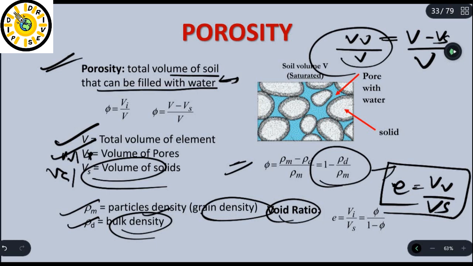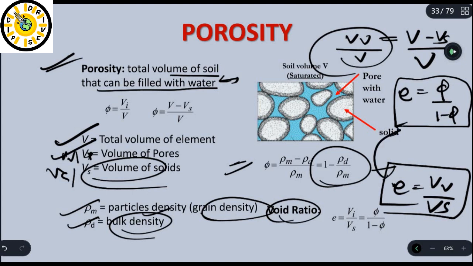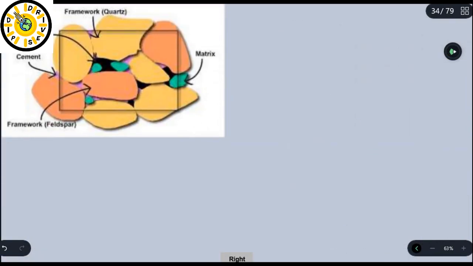ठीक है. And what is the relationship between the void ratio and porosity? So e will be phi upon 1 minus phi. ठीक है. How do you correlate between the e and phi, void ratio and phi, ठीक है. How do you calculate the relationship between e and phi? I'll be covering in the next video. So the video is so long.